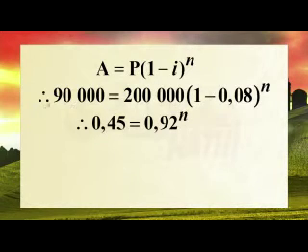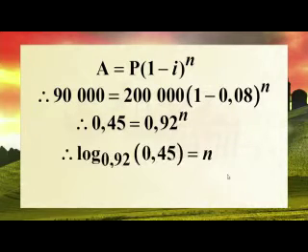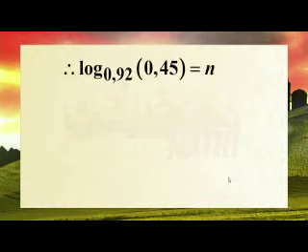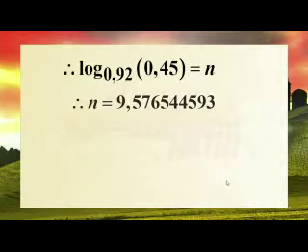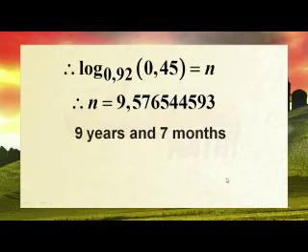Divide both sides. What's 90,000 divided by 200,000? It is 0.45. Now look at the power of the logarithms. Put the log in. And I'll just finish this and then we can carry on with the show. Okay, now look at that. It gives you about 9.57. If you multiply the decimal by 12, you get 9 years and 7 months.